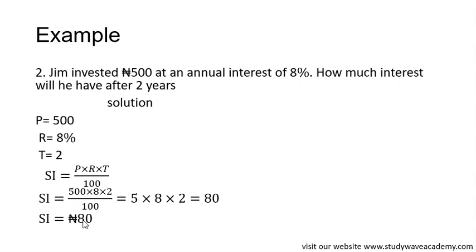Okay? Good. So Jim invested 500 naira at an annual interest of 8%. How much interest will he have after 2 years? He's going to have 80 naira interest, okay? Jim will earn 80 naira in interest after 2 years.